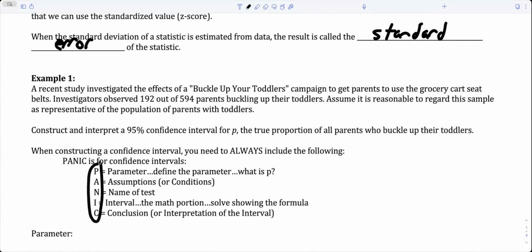So this says a recent study investigated the effects of a buckle up your toddler's campaign to get parents to use the grocery cart seatbelt. Investigators observed that 192 out of 594 parents were buckling up their toddlers. Assume it is reasonable to regard this sample as representative of the population of parents with toddlers. It says construct and interpret a 95% confidence interval for p, which is the true proportion of all parents who buckle up their toddlers.